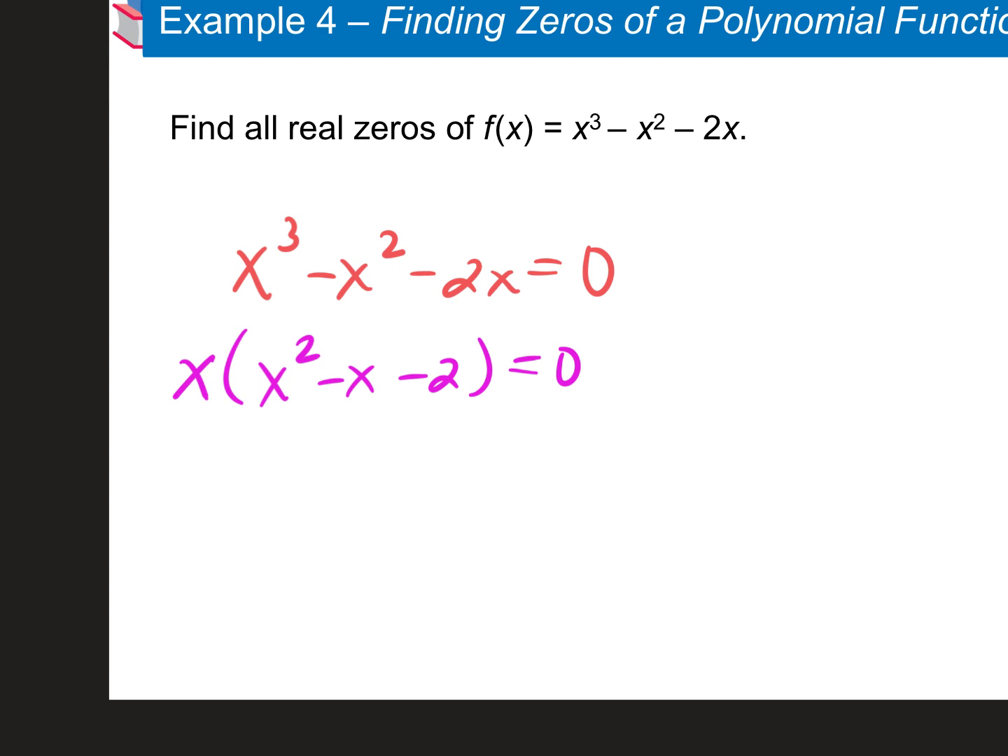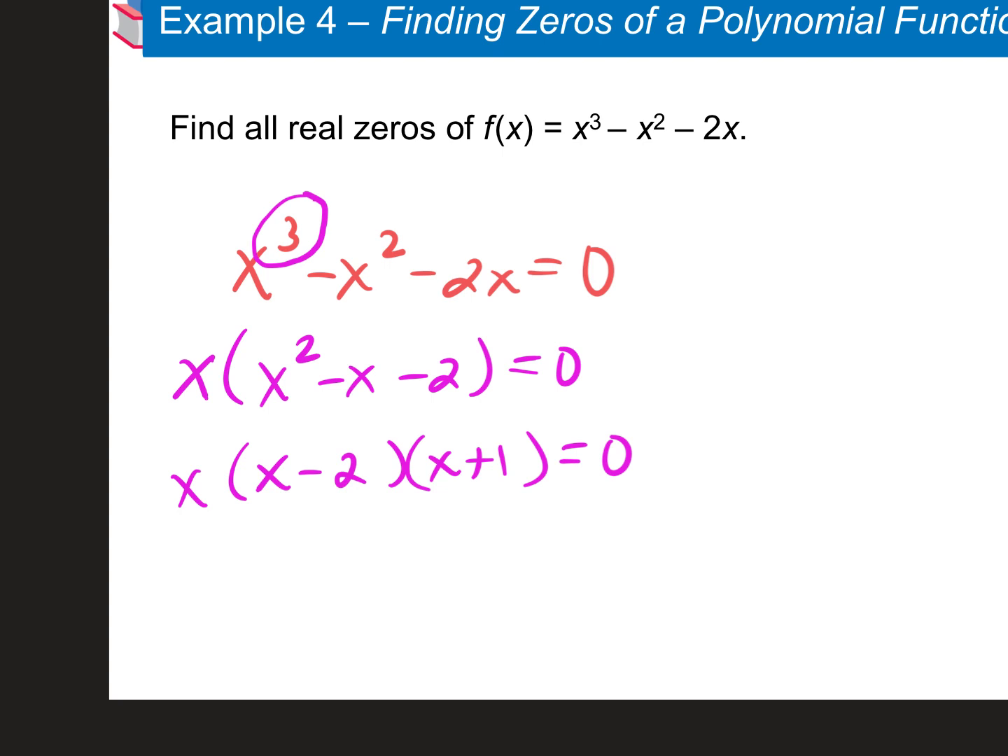Guys, that x did not disappear. We just moved it out in front. Now I have a trinomial left, and I say, oh, please, please, please, can I factor this so I don't have to use the quadratic formula? Are there factors of -2 that multiply to give me -2 and add to give me -1? x minus 2, x plus 1? Perfect.